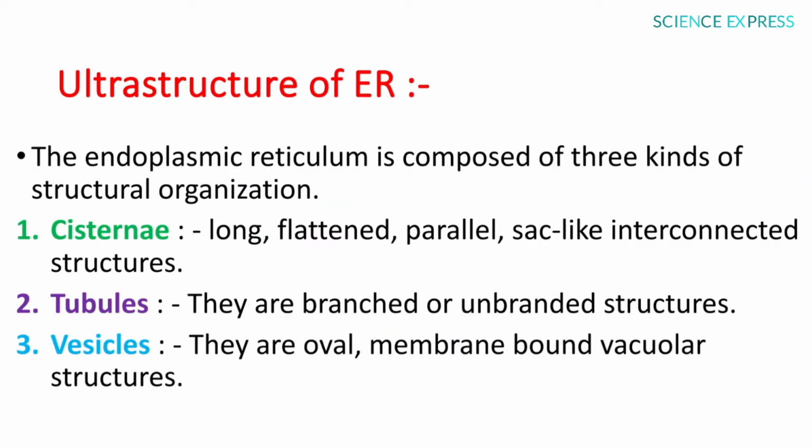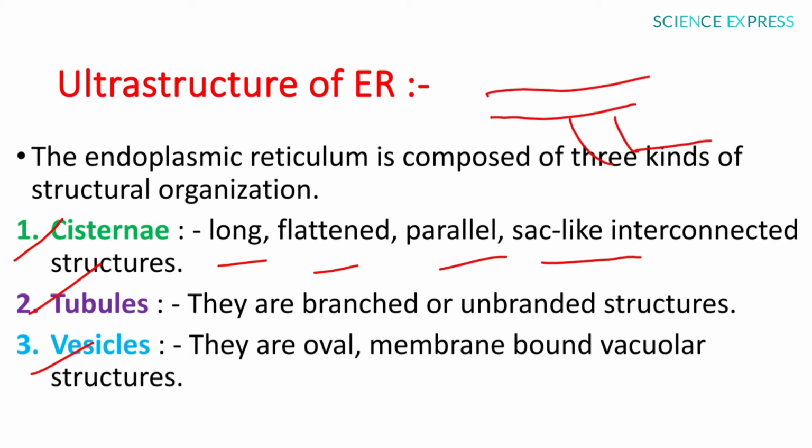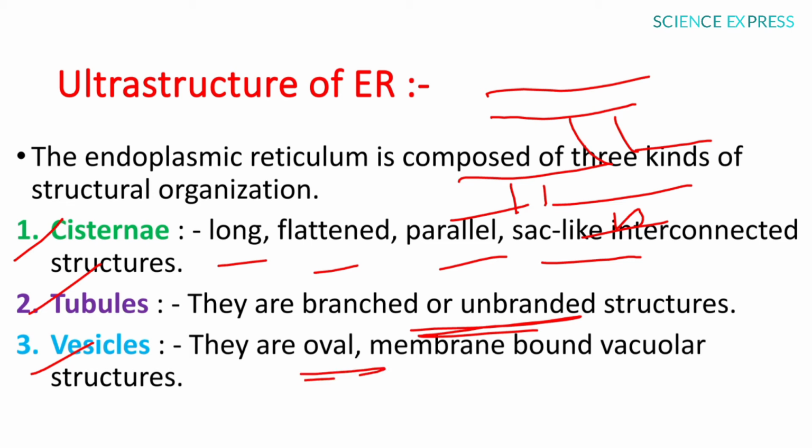Now discuss about the ultrastructure of endoplasmic reticulum. It has three components: cisternae, tubules and vesicles. Cisternae are long, flat-ended, parallel sac-like interconnected structures like this. And tubules are branched or maybe unbranched structures. Vesicles are oval, membrane-bound vacuolar structures.